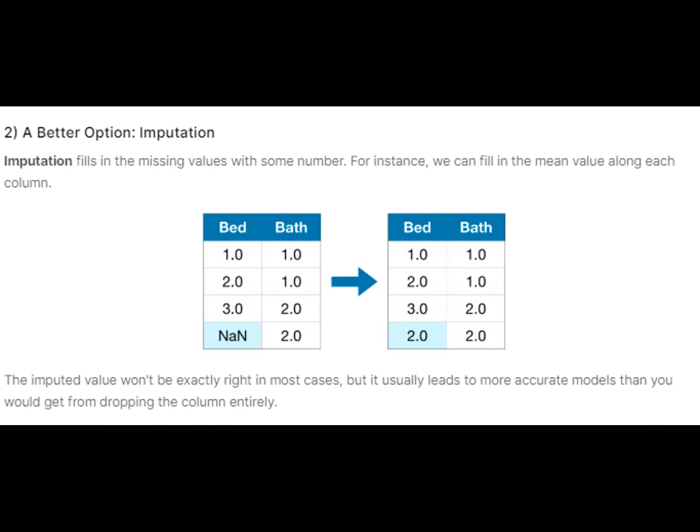A better option could be imputation. Imputation is assigning a value by some process. It fills the missing value with some number.